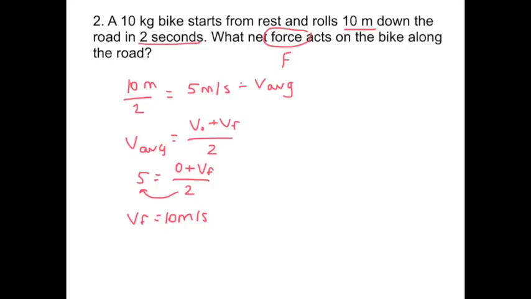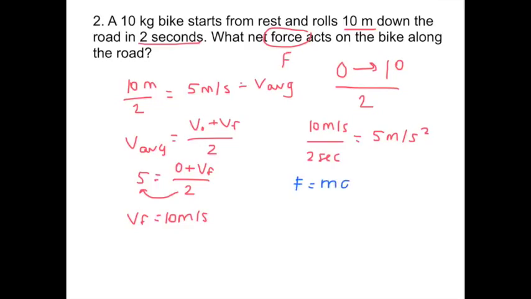Now let's solve for acceleration. We see that the object accelerates from 0 meters per second to 10 meters per second in 2 seconds. That makes its change in velocity 10 meters per second. The change in time was 2 seconds, so acceleration is 5 meters per second squared. There's only one final step. We're solving for force, so let's set up the equation force equals mass times acceleration. We don't know the force yet, however we do know the mass, which is 10 kilograms, and we know the acceleration, 5 meters per second squared. Therefore, the force on the bike over this interval is 50 newtons.